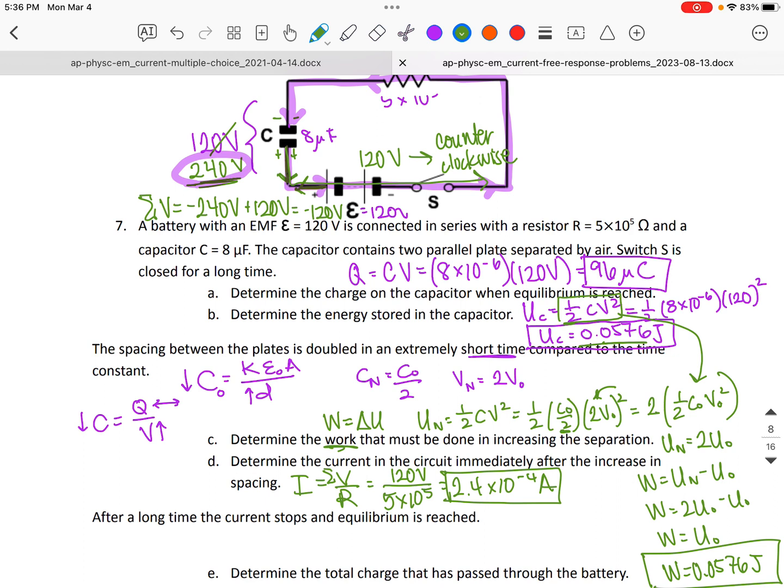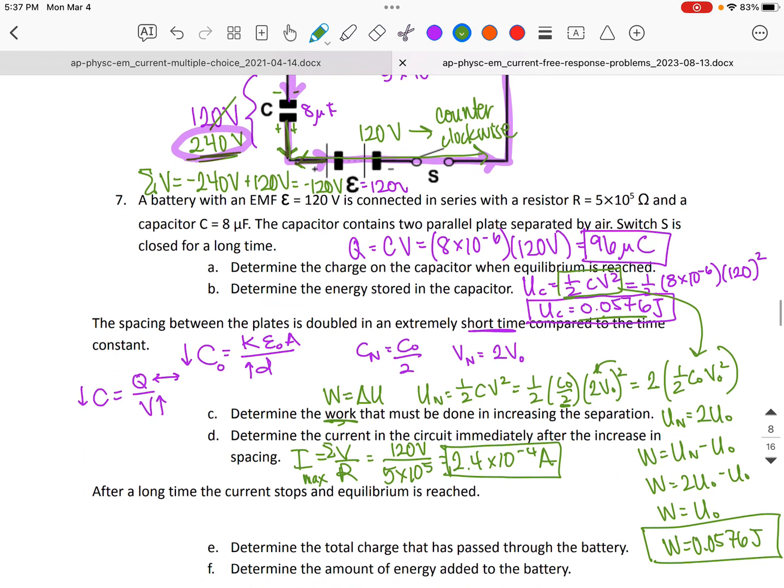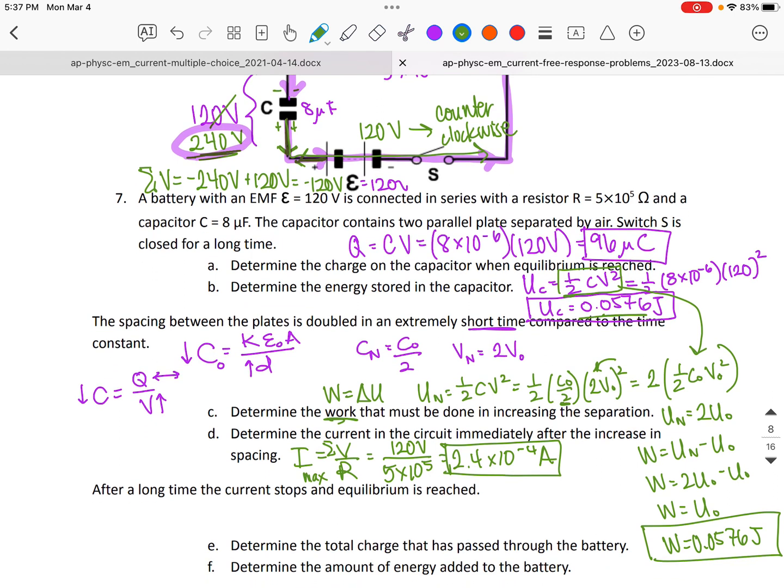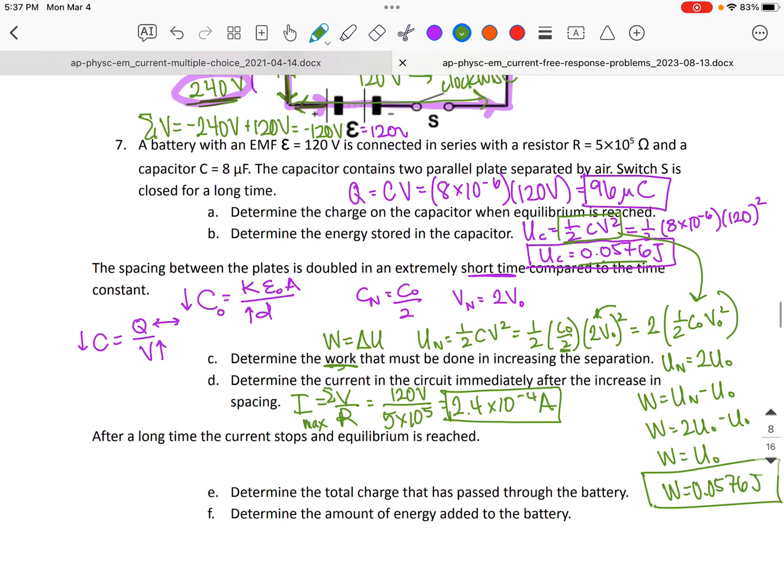This is immediately after, so this is the maximum current. Once the capacitor starts discharging, that current is going to decrease, obviously, but we can calculate the maximum by using the Ohm's law equation. Okay, so let's get into after a long period of time. The current stops. An equilibrium is reached. So we want to figure out what the total charge is through the battery.